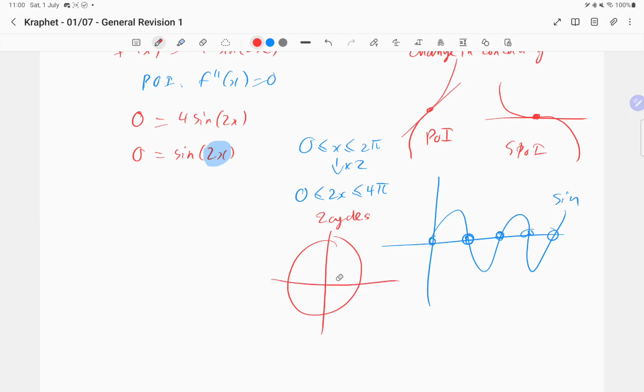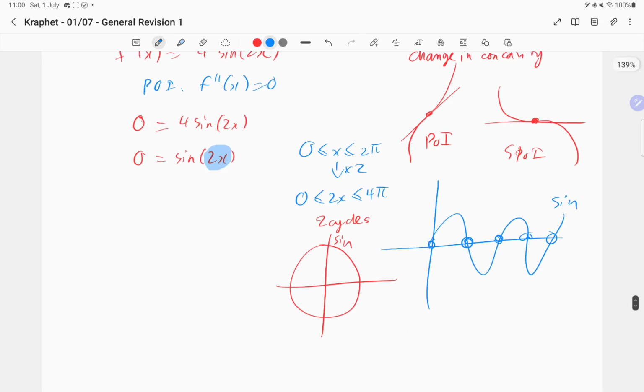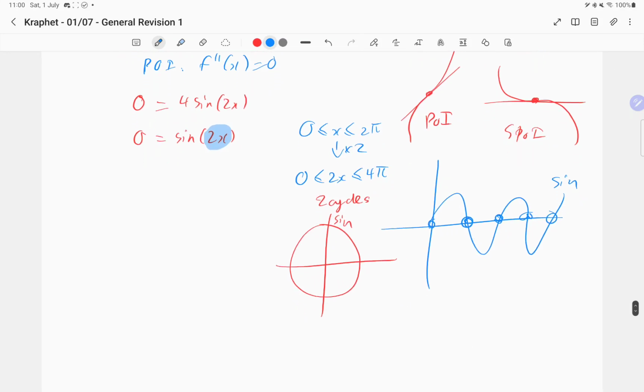So which point gives me sine equals 0? This is the sine axis. Right, which point gives me sine equals 0? Remember, the y coordinate is the sine value. So that will be this point and this point.